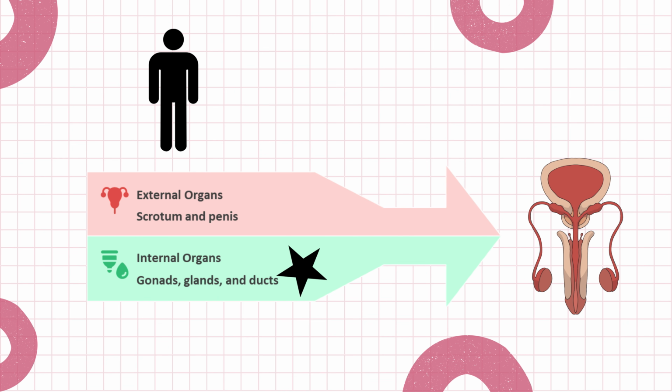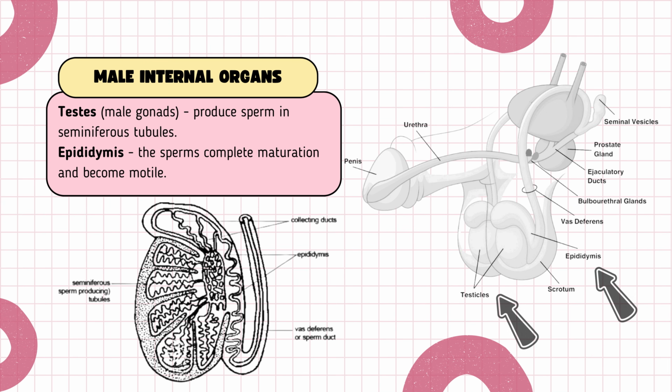Internal organs. The male gonads, or testes, produce sperm in highly coiled tubes called seminiferous tubules. From the seminiferous tubules of a testis, the sperm pass into the coiled duct of an epididymis. The epididymis is the site where the sperm complete their maturation and become motile.